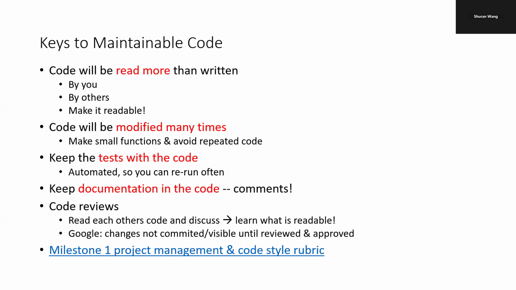Keys to maintainable code. Your code will be read more than written, either by you or by others. So make sure it's readable both to you, to your teammates, and for the TA. Your code will be modified many times, so make sure when you modify it, you won't be introducing new bugs. Bugs are not avoidable, but trying to maintain a good coding style can avoid most of the bugs. It will only get worse if you don't maintain a good coding style.